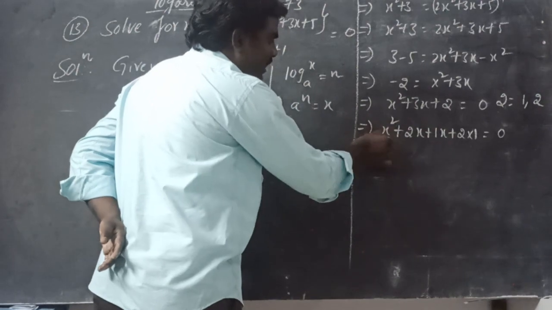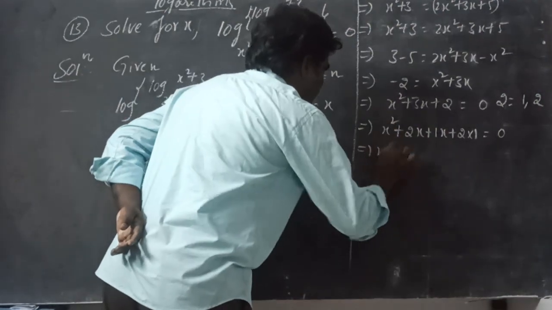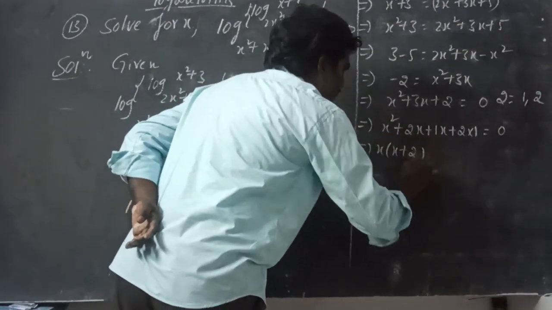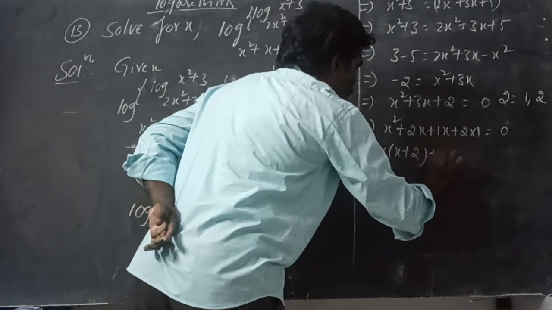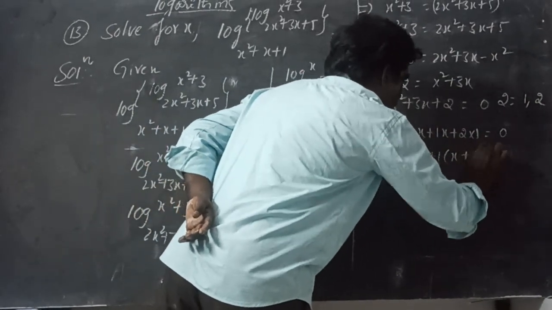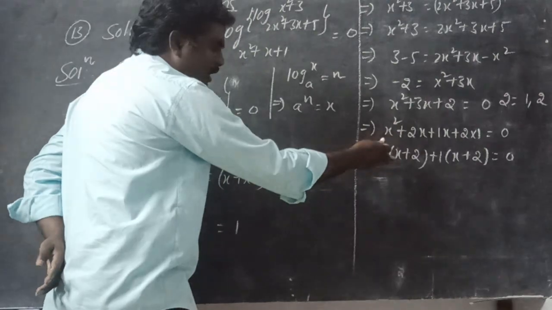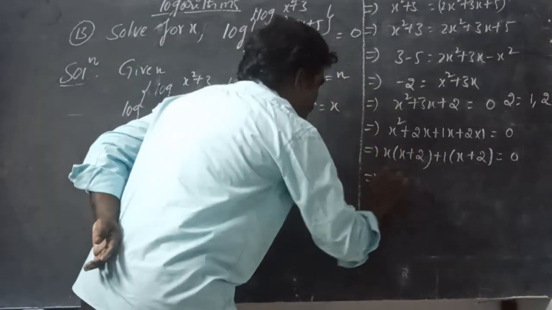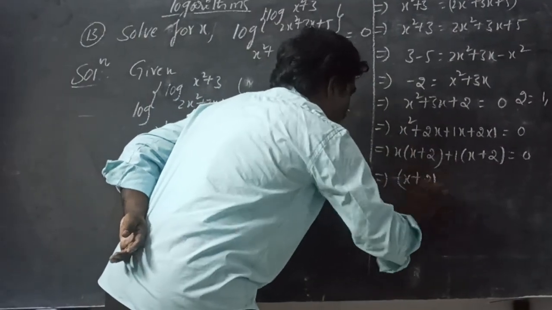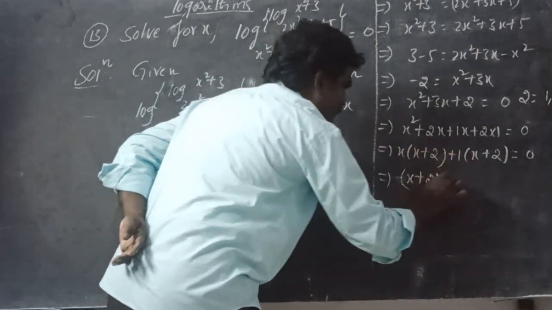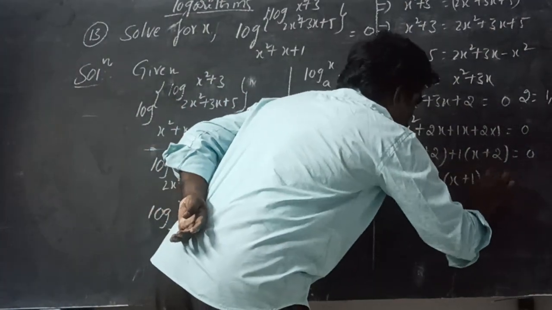In the first two terms, the common factor is x, so x of x plus 2. In the next two terms, the common factor is 1, x plus 2 is equal to 0. In the total, the common factor is x plus 2. So x plus 2 is taken outside. What is remaining? x and 1. Okay, x plus 1 is equal to 0.